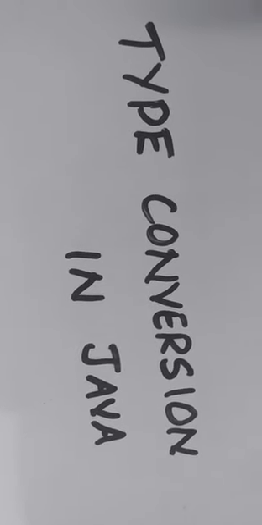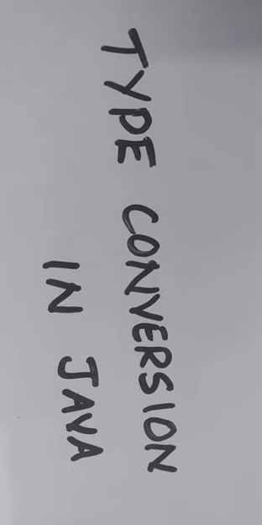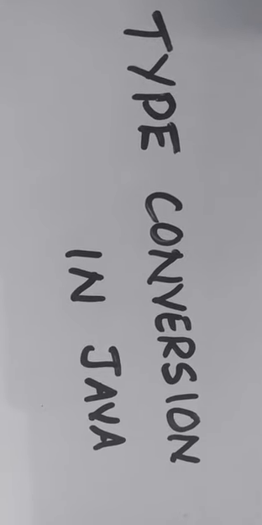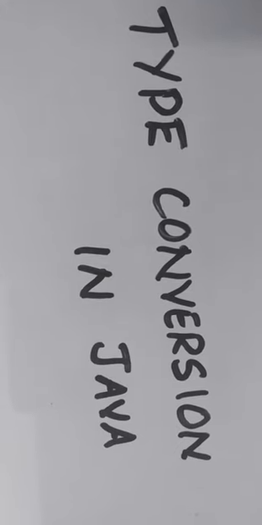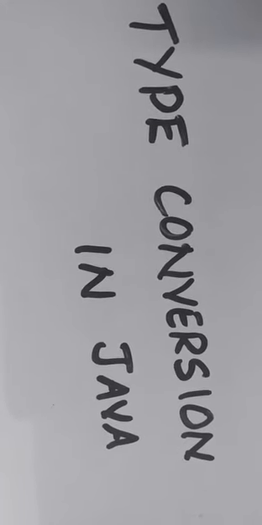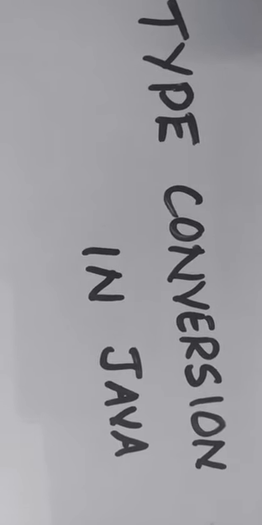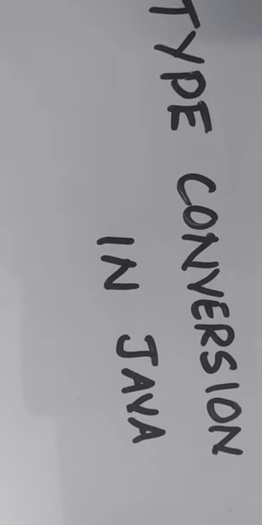Welcome back. Today in this class we are going to discuss type conversion in Java. As you all know, the data types in Java are of two types, isn't it? That is primitive and non-primitive data types. The primitive data type consists of 8 data types, and all of you know the different types of primitive data types. In this section we are going to study type conversion in Java.